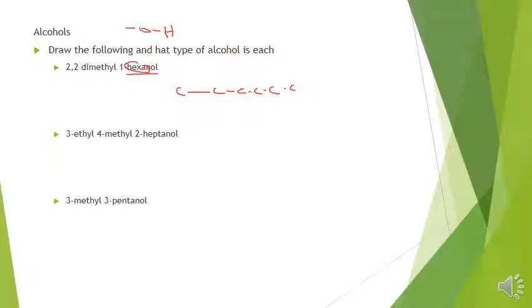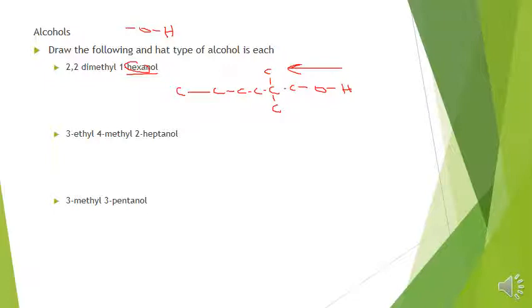The hydroxyl comes off of number 1. I could put it at either end. I'll put it over here, so that means I'm going to number it from this direction. And it has a methyl coming off of number 2, and there's 2 of them. So there you go.